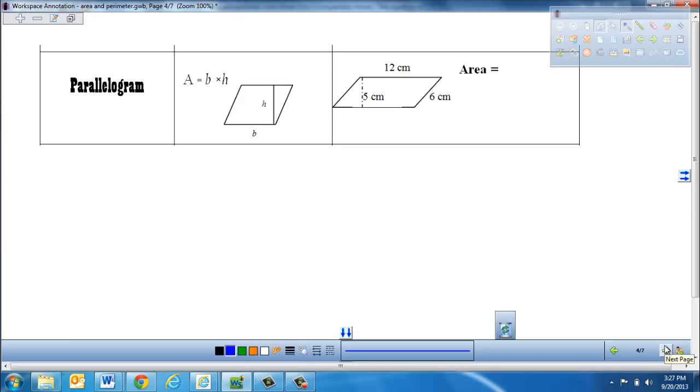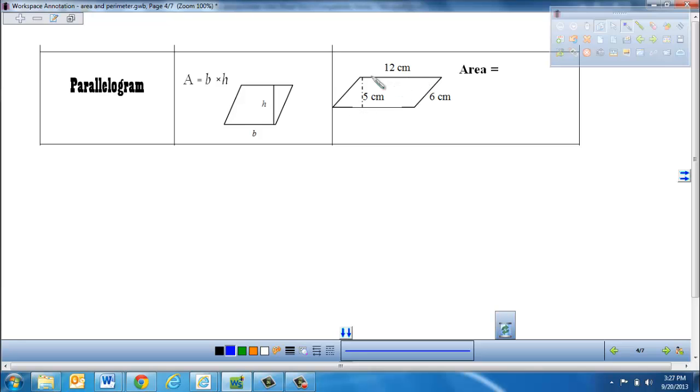Next is a parallelogram, very similar to a rhombus. Again, the formula is base times height, and again, same thing. The base has to be perpendicular to the height. So in this picture, you'll notice you've got 12 going across the top. That's actually the base of the parallelogram. Some kids always think the base has to be along the bottom, but opposite sides are equal.